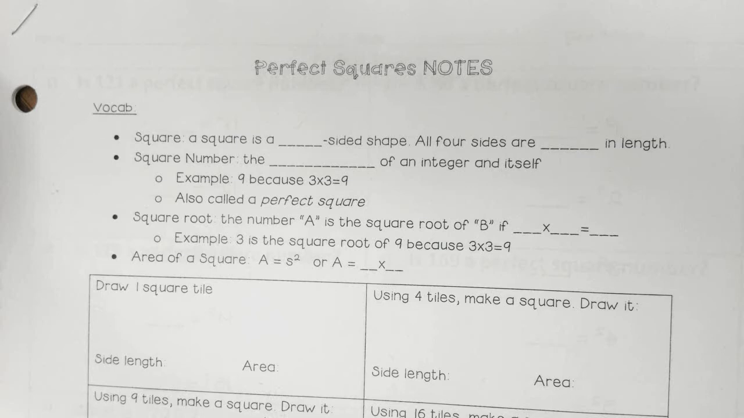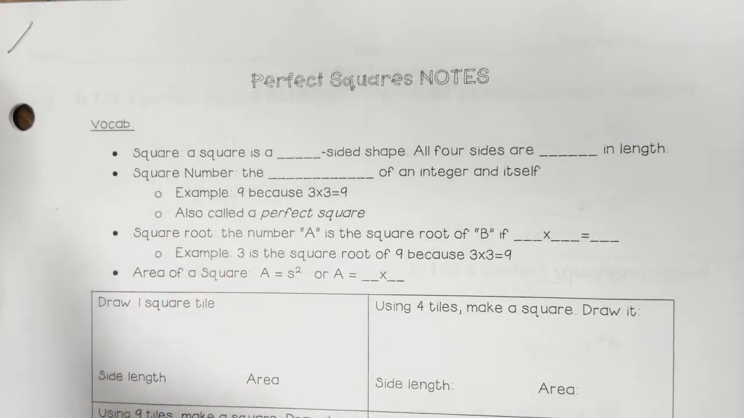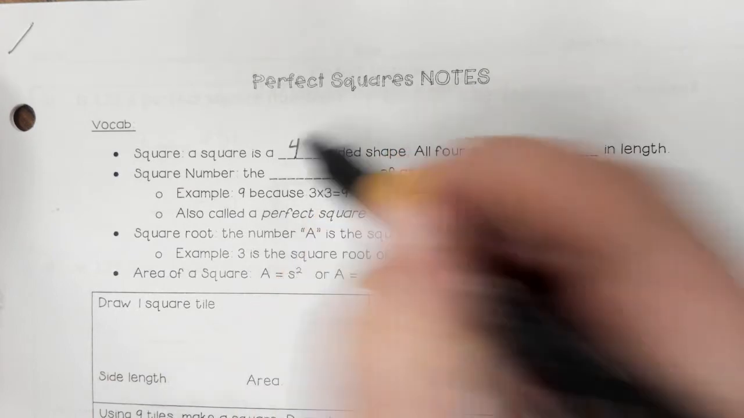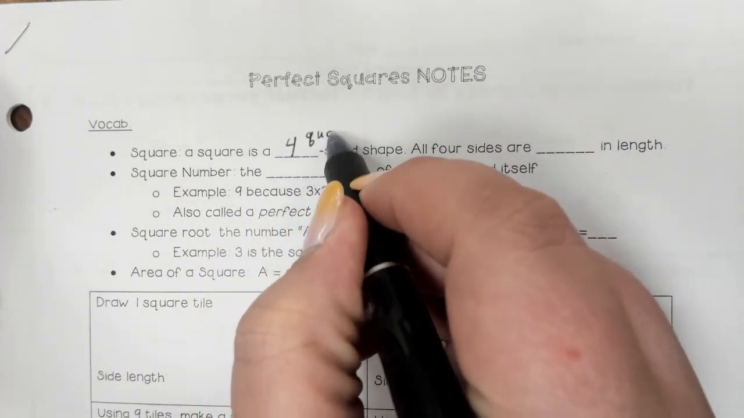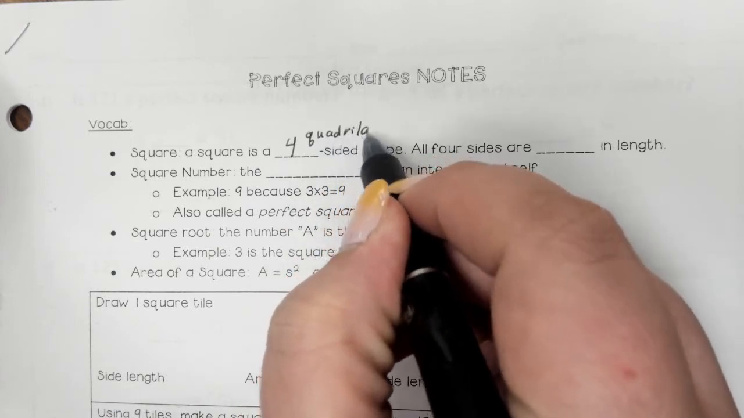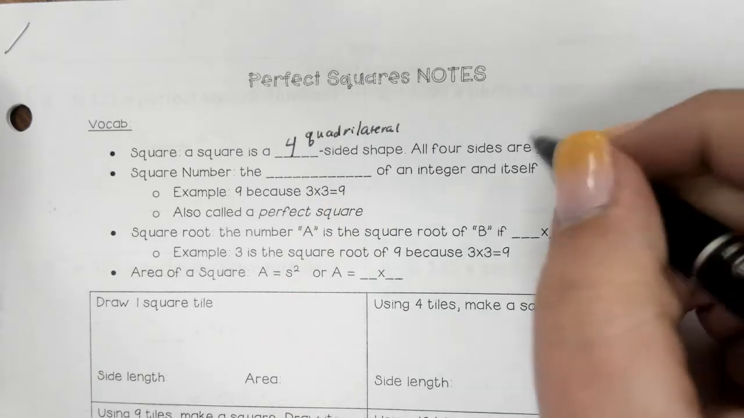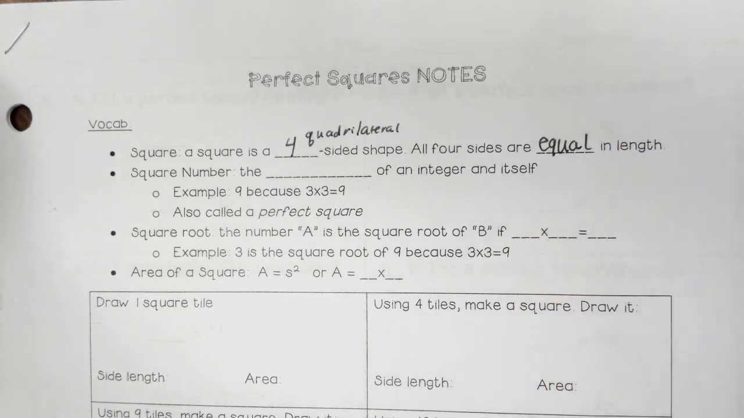In this video, we are going to talk about perfect squares. And we're going to start out by talking about just the shape of a square. A square is a four-sided shape. A lot of you guys in class today remembered the word quadrilateral. And what's important about today is that all four of the sides are equal in length, or the same size.